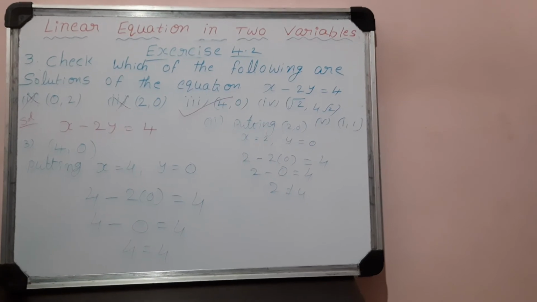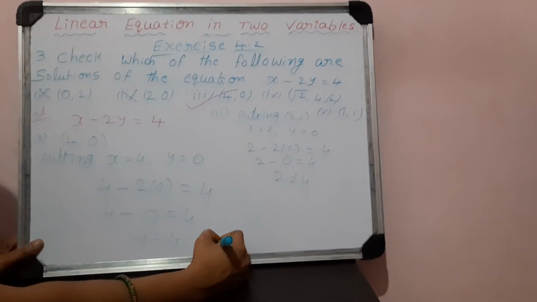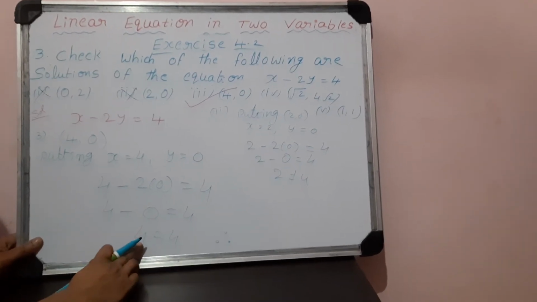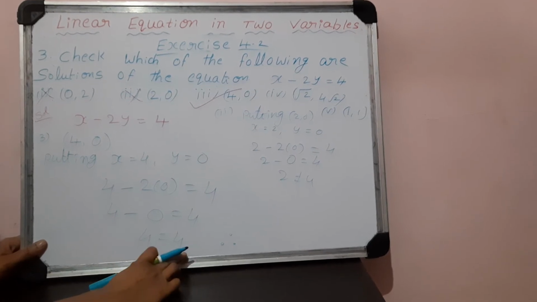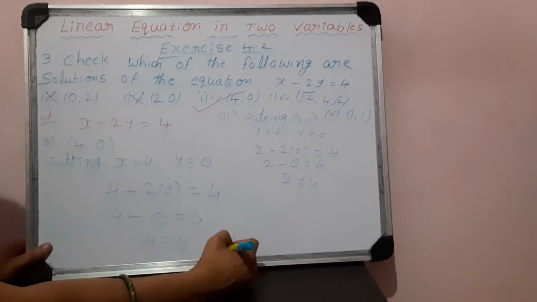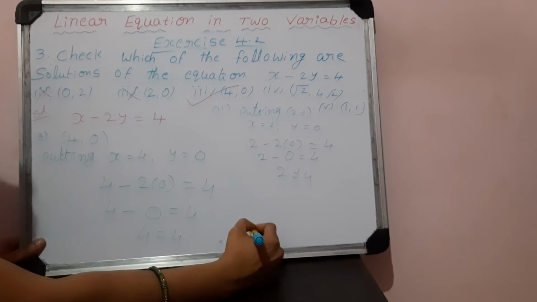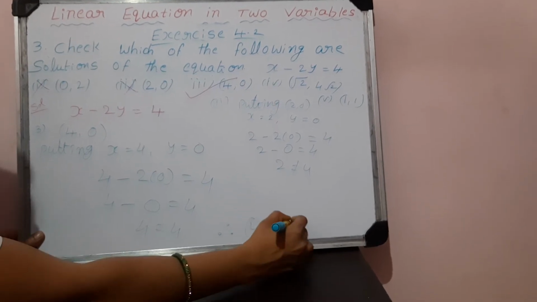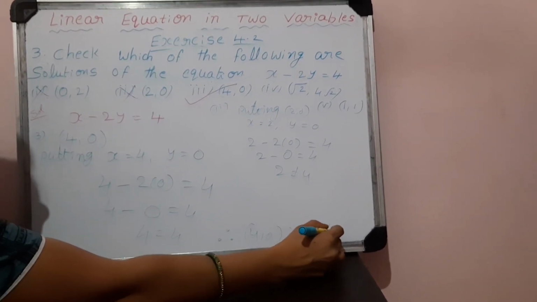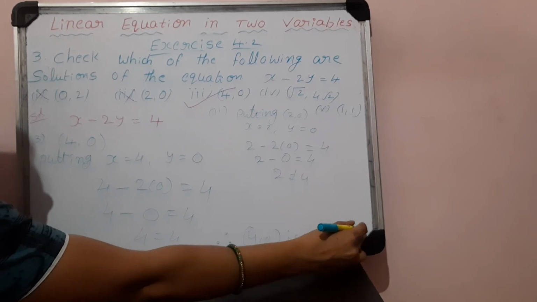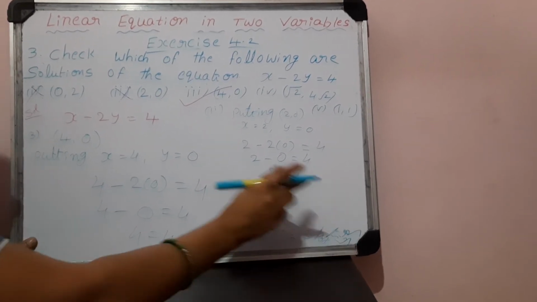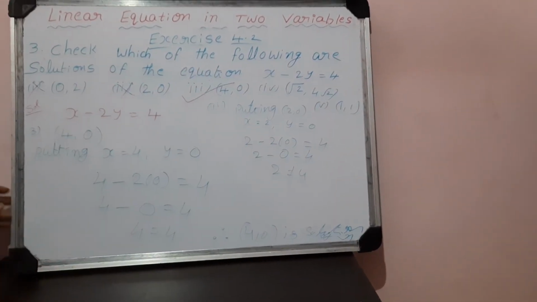Next. Therefore, 4 equal to 4, right side and left side both are equal. So therefore 4 comma 0 is a solution of this equation. Okay. Yes, now we are moving to the next exercise.